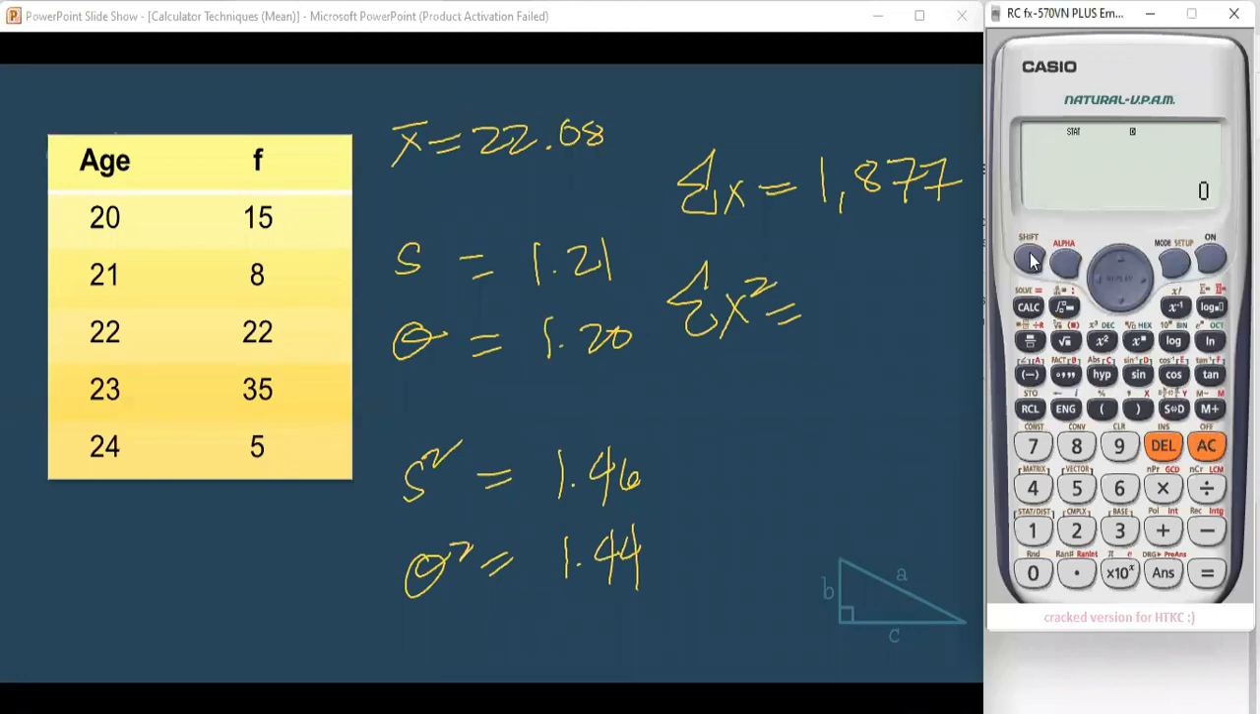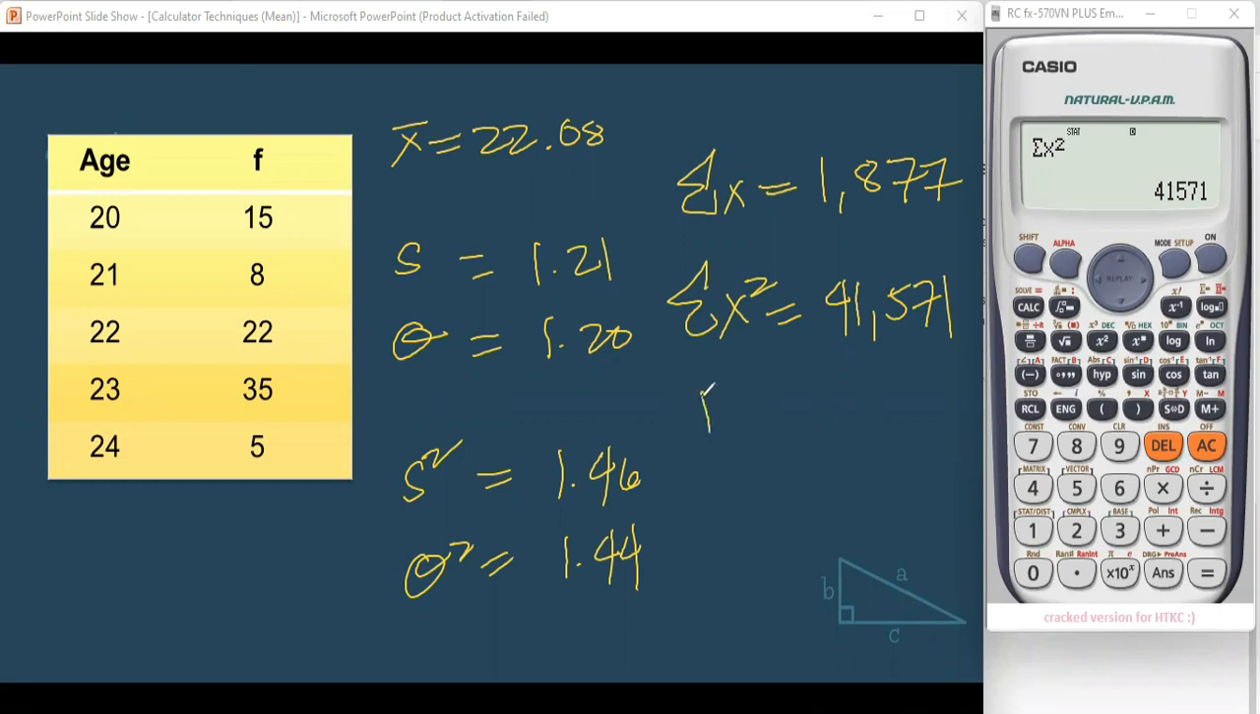So that is shift 1, 3, 1. So that is 41,571. That is 41,571. Now, what is the minimum?